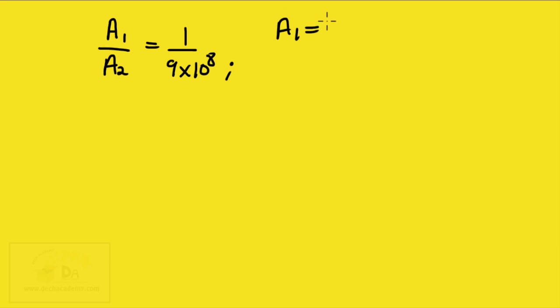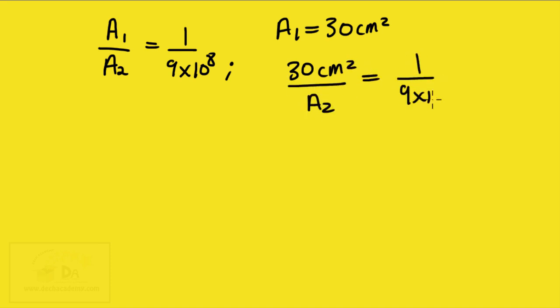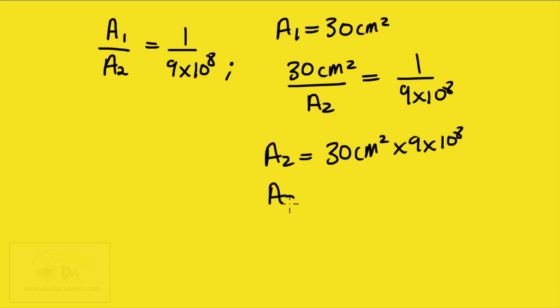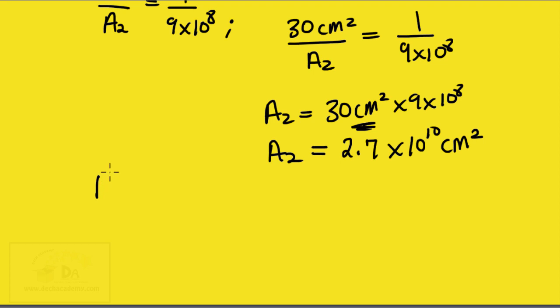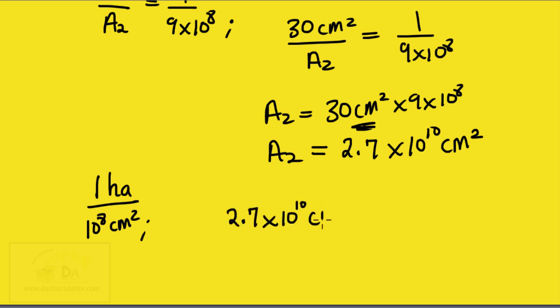A1 is known to be 30 centimeters squared. So that means that 30 centimeters squared over A2 is equal to 1 over 9 times 10 to the 8. Cross multiply, I get that A2 is equal to 30 centimeters squared times 9 times 10 to the 8, which gives A2 as, you can use your calculator, 2.7 times 10 to the 10 centimeters squared. I need to convert this to hectares. Well, we know that 1 hectare is 10 to the 8 centimeters squared. So 2.7 times 10 to the 10 centimeters squared in hectares.